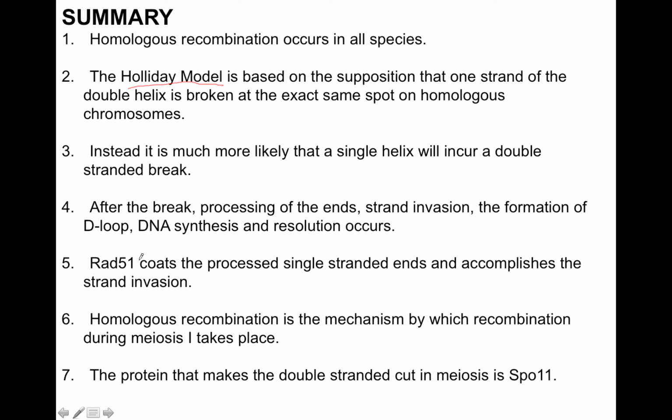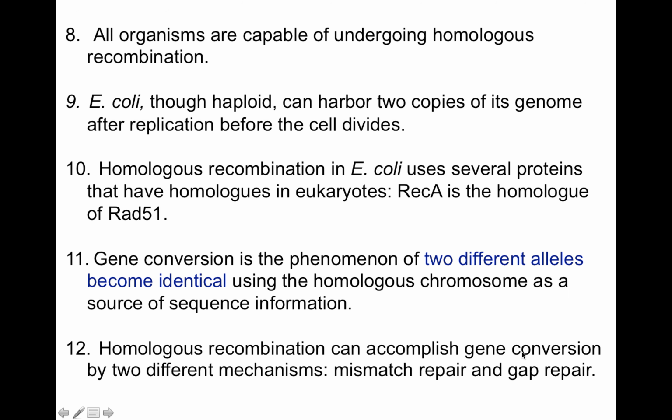RAD51 or REC-A coats the processed single-stranded ends and accomplishes the strand invasion. Homologous recombination is the mechanism by which recombination during meiosis I takes place. The protein that makes the double-stranded cut in meiosis is SPO11.